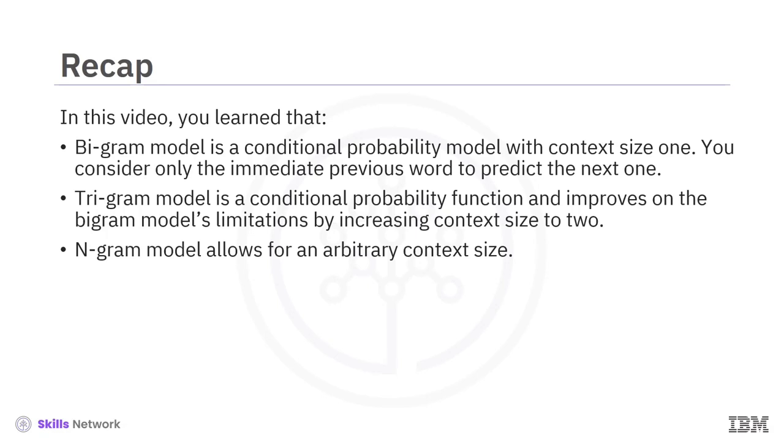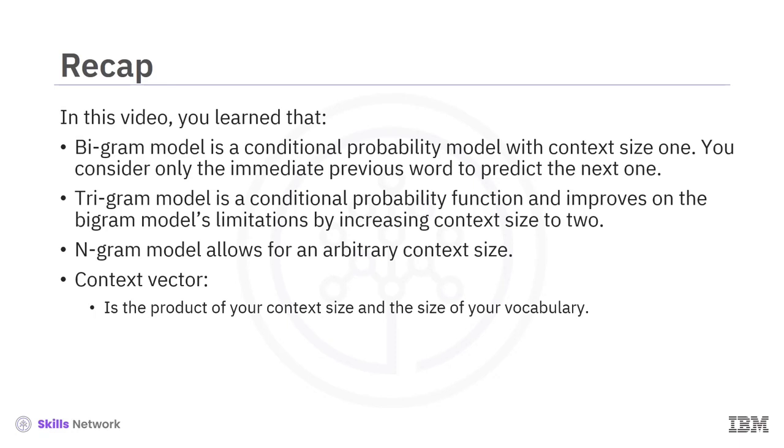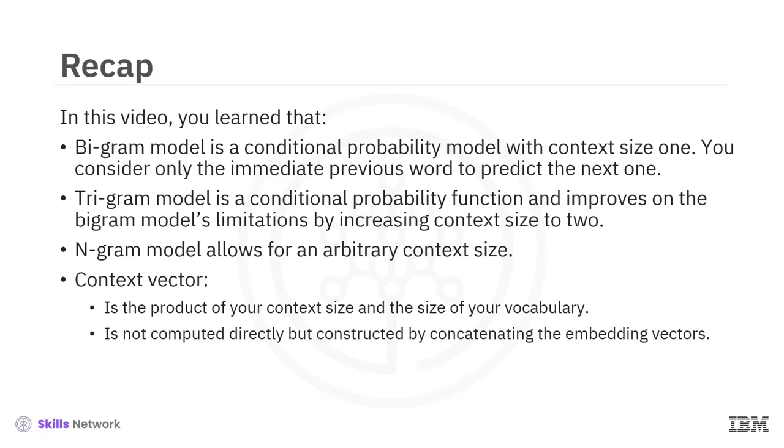arbitrary context size. In the realm of neural networks, the context vector is generally defined as the product of your context size and the size of your vocabulary. Typically, this vector is not computed directly, but is constructed by concatenating the embedding vectors.